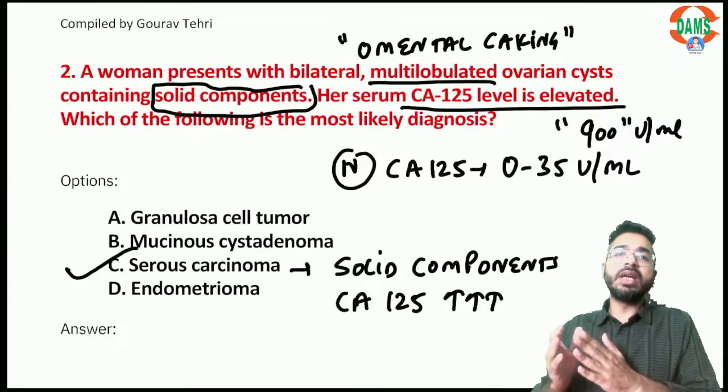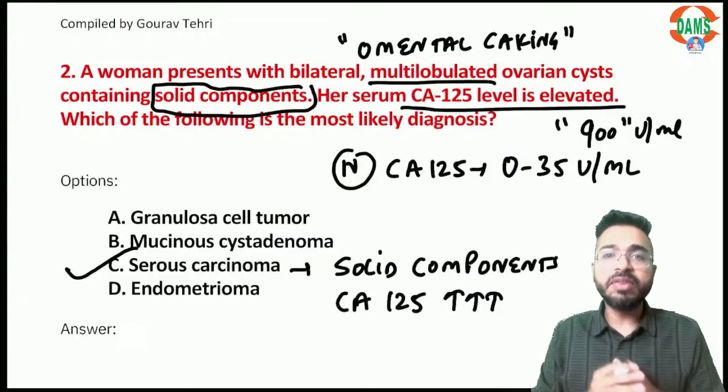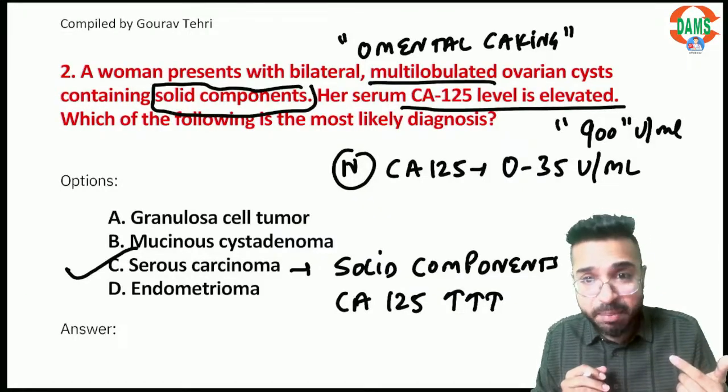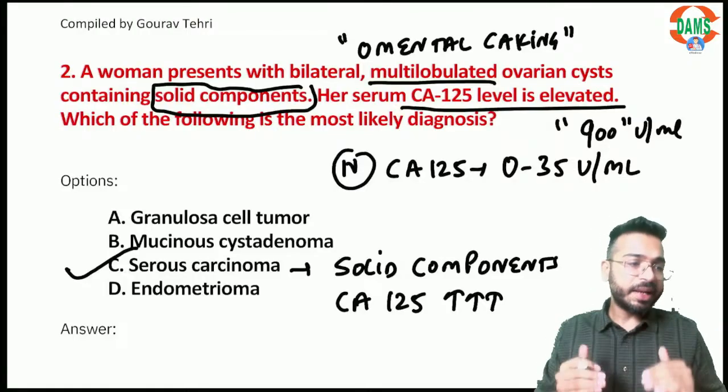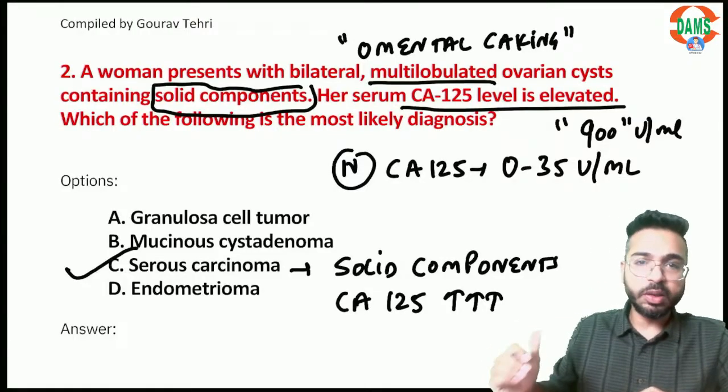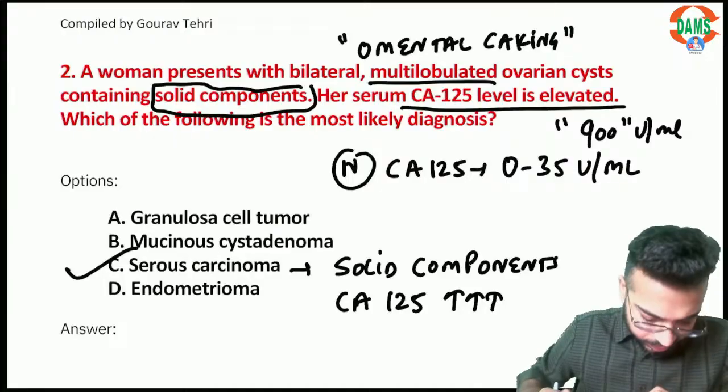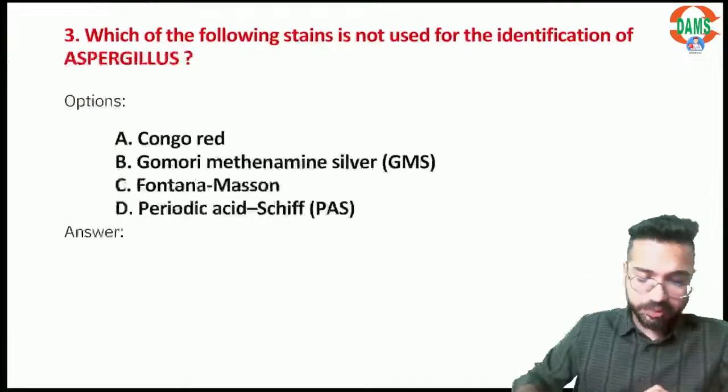Serum CA-125 900, such a high CA-125. Yes, in mucinous there can be slightly high CA-125, but 900 is so much. The better answer would definitely be serous carcinoma. Done. Let's move to the next question.